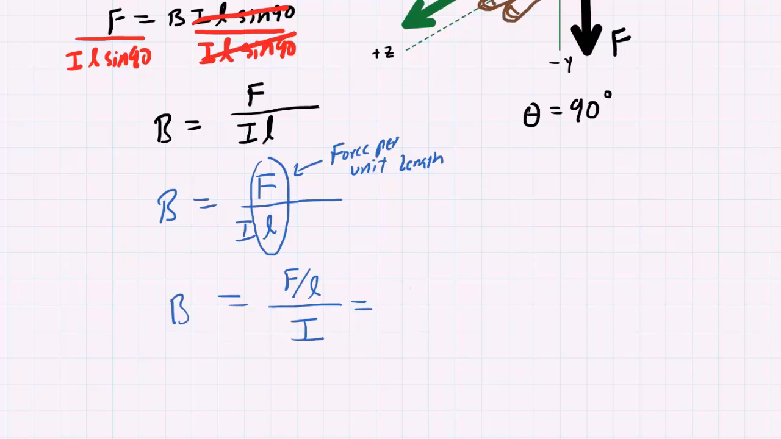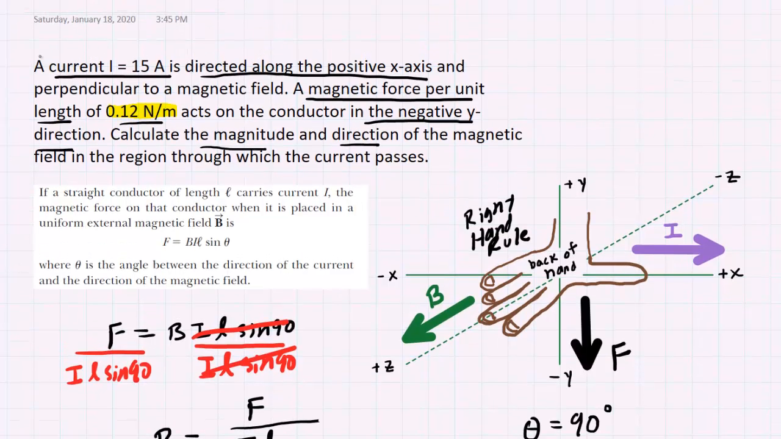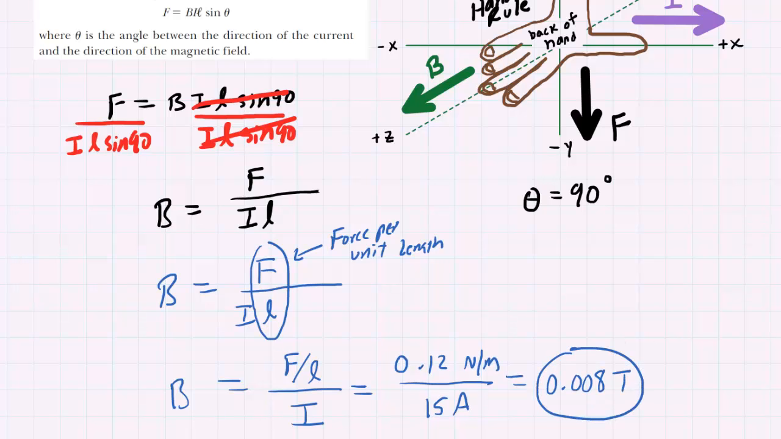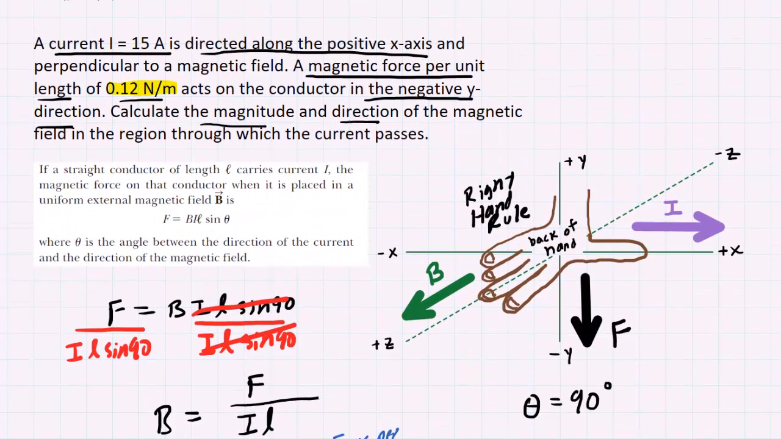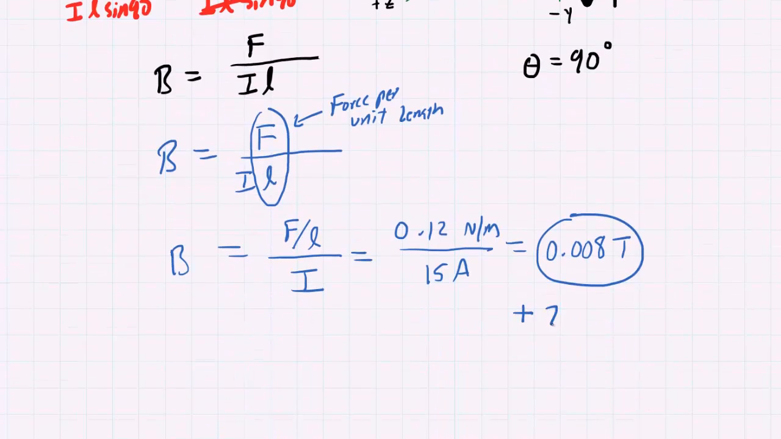The force per unit length was given in the question as 0.12 newtons per meter, and the current was 15 amps. So we'll have 0.12 newtons per meter divided by 15 amps. When you work this out, you're going to get 0.008, and then the standard unit of magnetic field is Tesla. So this would be the correct answer to the first part of the question. The second part also wants the direction of the magnetic field, but we have already explained using the right-hand rule that the magnetic field will be pointing in the positive z direction. So that would be the correct answer for the direction of the magnetic field.